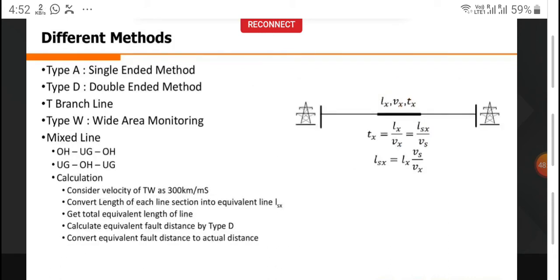Now comes mixed line. Nila sir, can you clear the whiteboard? Yes, thank you sir.